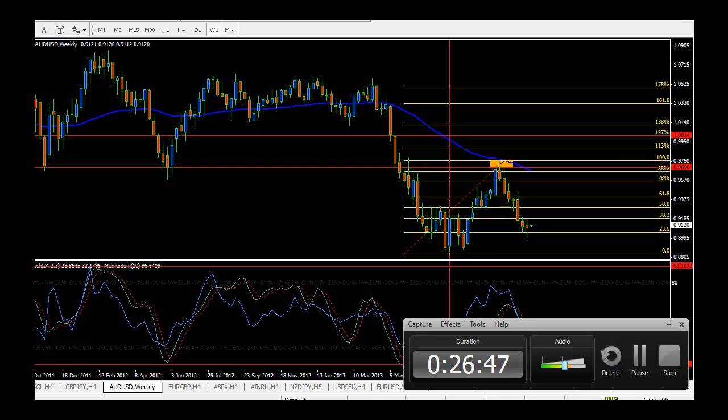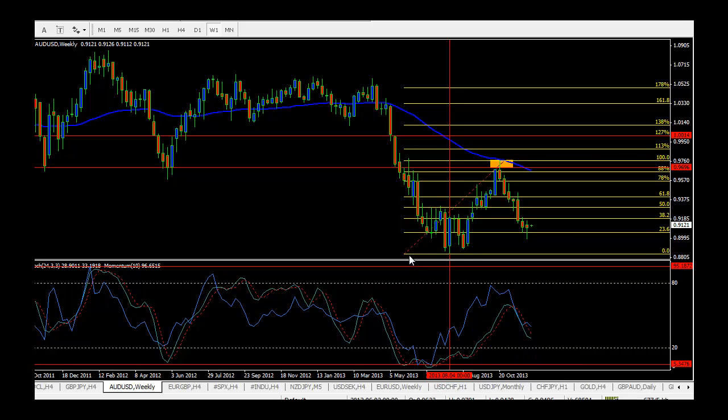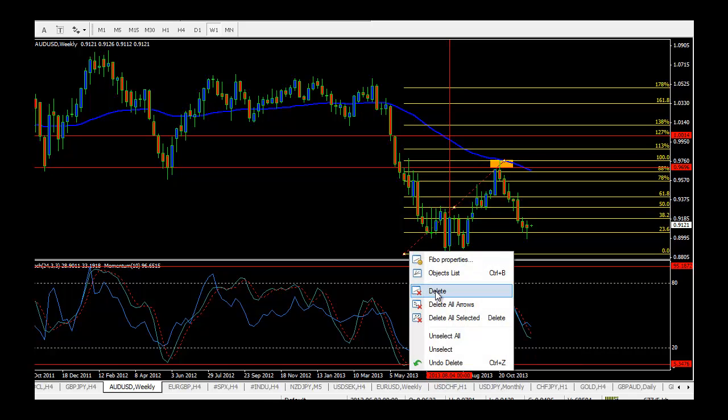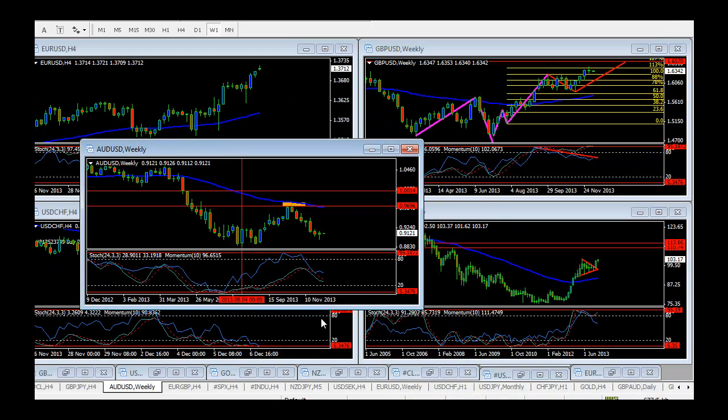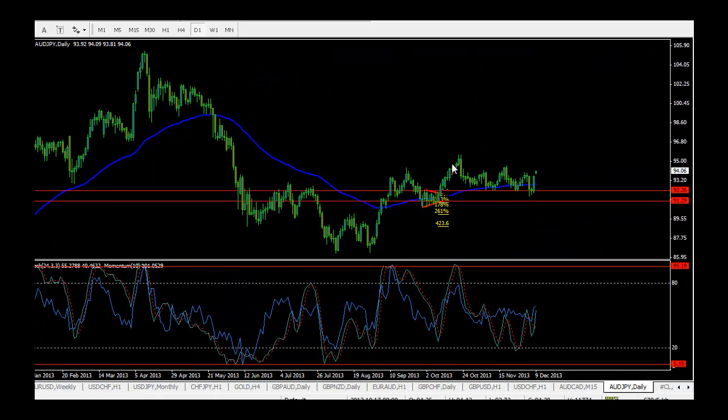Okay, time frame wise, 26 minutes. We have to wrap this up. I just want to show you that a real powerful opportunity also awaits us on the Aussie yen, and then this will be it, and we'll let you go get back to work here. But the Aussie yen, this is the daily chart.